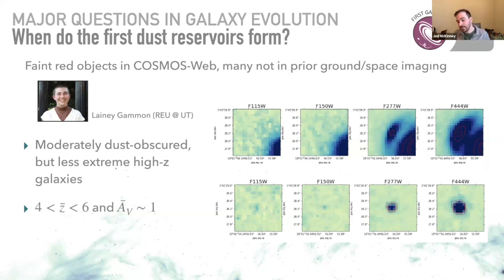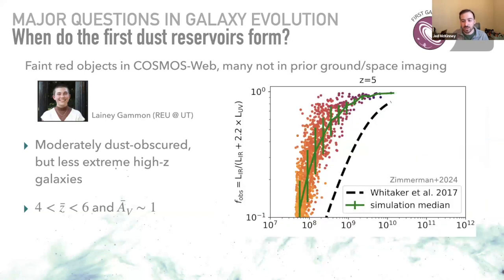What Lainey is finding is these galaxies like I'm showing here on the right. This is from her work. And basically, they're moderately dust-obscured sources at redshifts 4 to 6 on average, with AVs of about 1 or greater. And this is super interesting because none of these galaxies were ever detected without JWST. So they're not detected by Hubble, they're not detected by any of the deep ground-based imaging, but they're high redshift and they're dusty. And this is in line with some recent predictions.